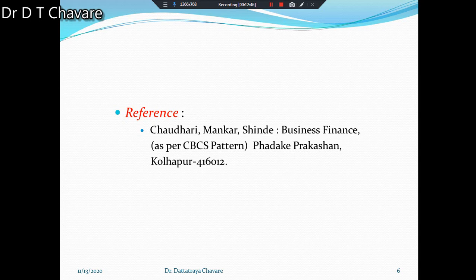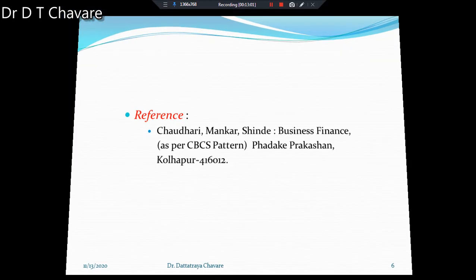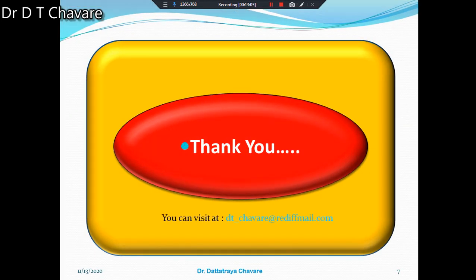Also, references I have given here. One book I have referred to is by Chaudhary, Mankar and Shinde, entitled Business Finance, published by Phadke Prakashan, Kolhapur, 416012. In this way, this point is also over.